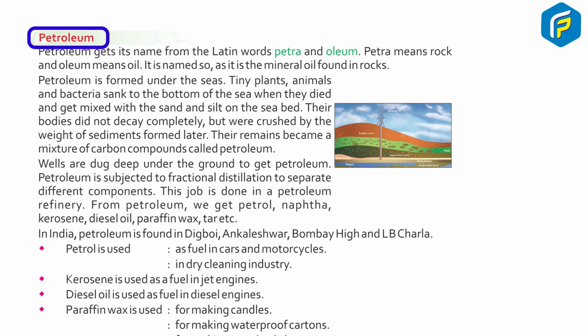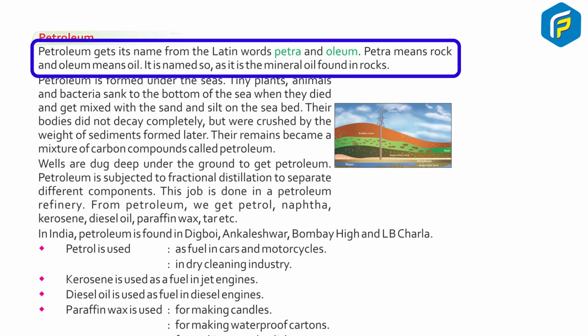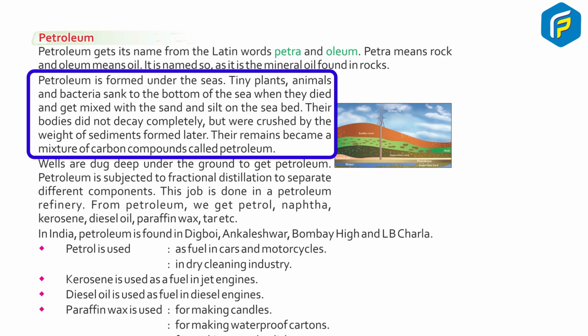Petroleum. Petroleum gets its name from the Latin words petra and oleum. Petra means rock and oleum means oil. It is named so as it is the mineral oil found in rocks. Petroleum is formed under the seas. Tiny plants, animals, and bacteria sank to the bottom of the sea. When they died and got mixed with the sand and silt on the seabed, their bodies did not decay completely but were crushed by the weight of sediments formed later. Their remains became a mixture of carbon compounds called petroleum.